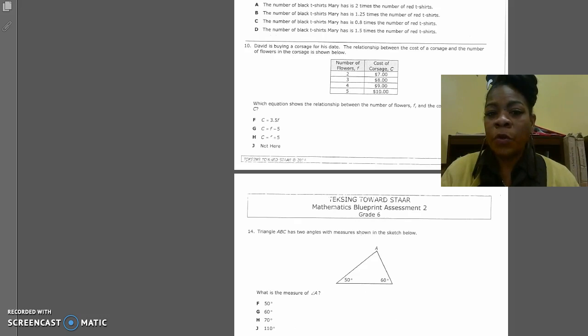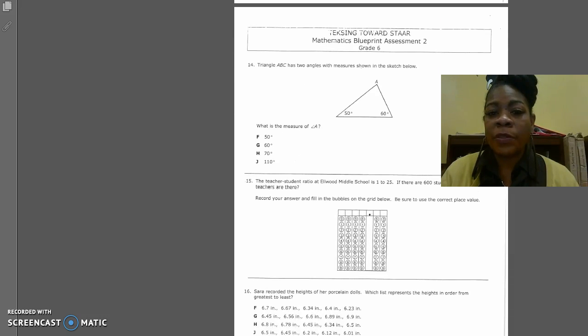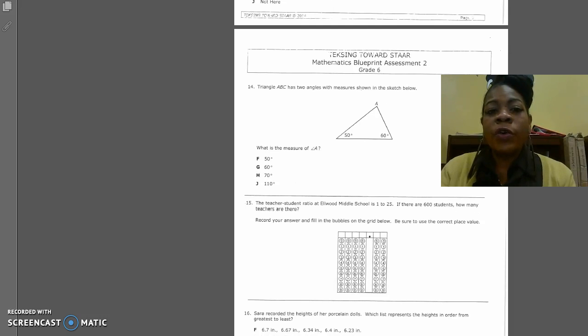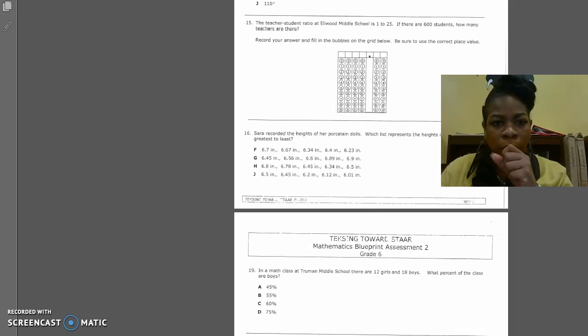14. Remember to look at the numbers that I'm reading. 14. Triangle ABC has 2 angles with measures shown in the sketch below. What is the measure of angle A? Remember what the measure of a triangle should be in order to figure out that problem. 15. The teacher-student ratio at Elwood Middle School is 1 to 25. If there are 600 students, how many teachers are there? Record your answer.